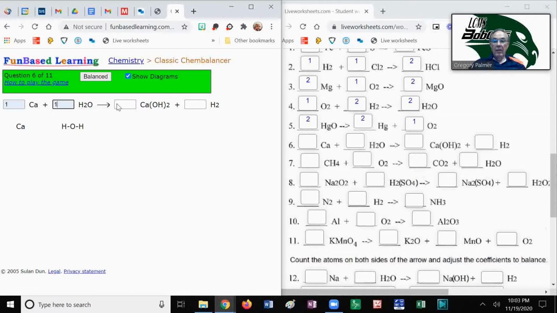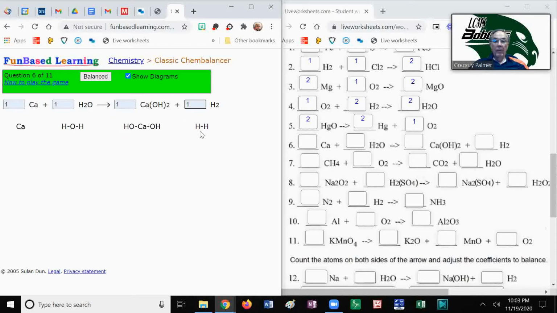As I said, start out by putting in the 1 coefficient for everything. I like this one because it shows us we have 1 calcium. In the water, we have 2 hydrogens and oxygen. And in this compound here, we have 1 calcium. Remember, the 2 on the outside of the parentheses means there's 2 of these hydroxides. And in this diatomic hydrogen over here, there's 2 hydrogens. So we check, we've got 1 calcium here, 1 calcium here.